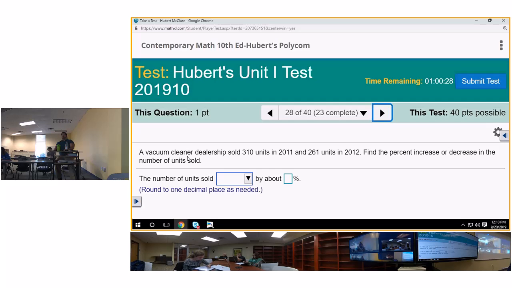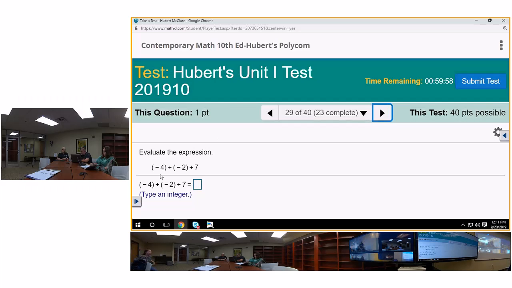Okay, a vacuum cleaner dealership sold 310 units, then 261. Find the percent increase. New minus old over old. What's the new one? 261. What's the old one? 310. So it's 261 minus 310 over 310, times 100. And then you gotta do it.